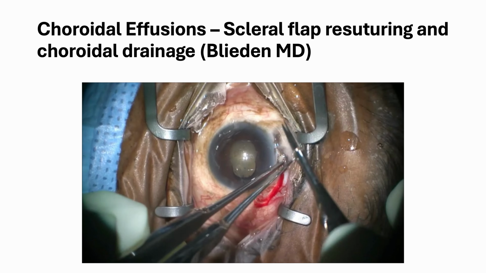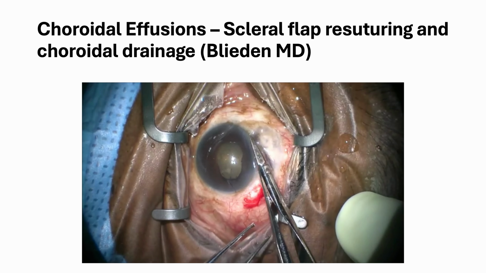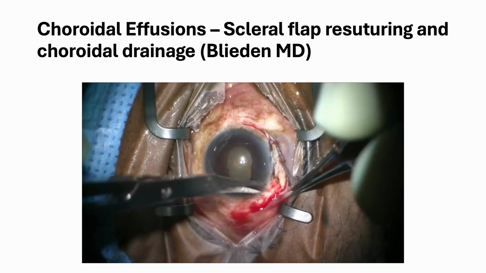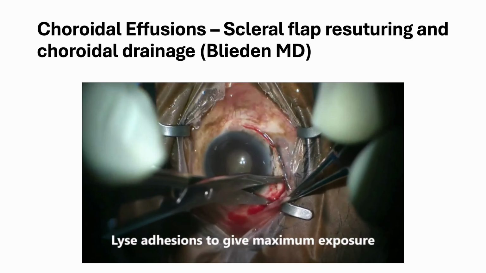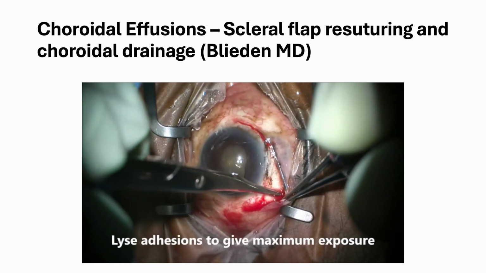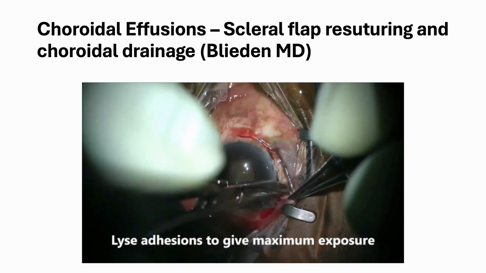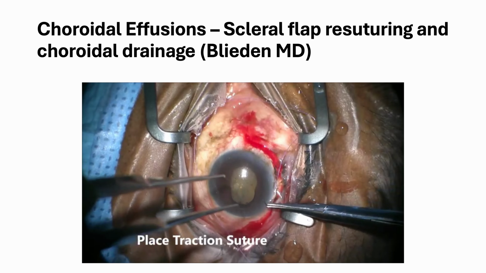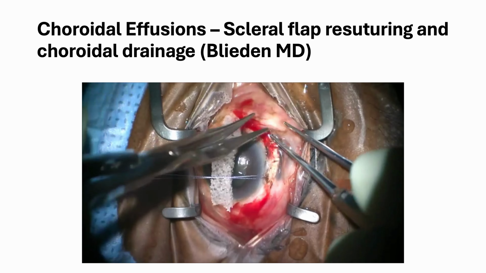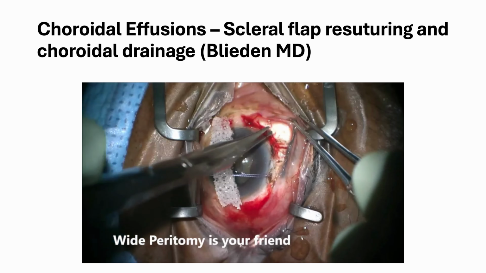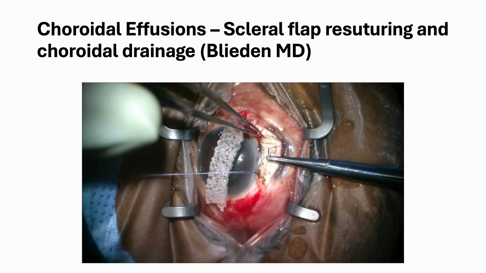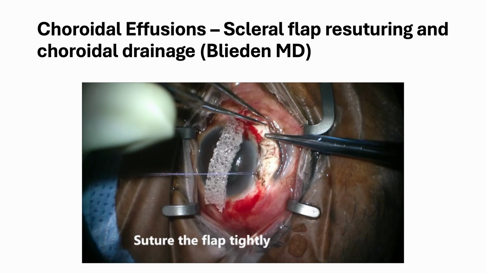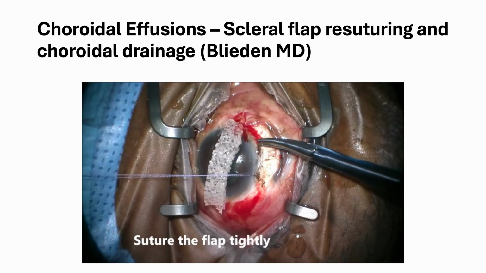It is useful to attain maximum exposure by lysing adhesions and creating a wide peritomy. A traction suture can also be useful to achieve maximum exposure. Tenonylon sutures are used to secure the trabeculectomy flap into place after adequate exposure has been achieved.